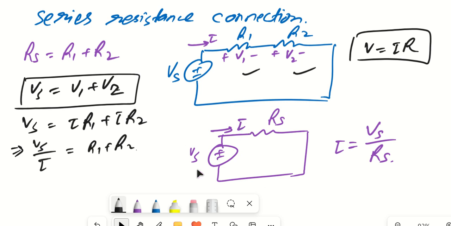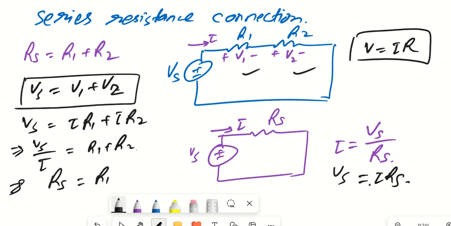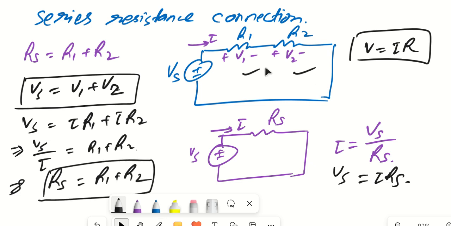The current is nothing but voltage by resistance, or voltage is equal to current into resistance, right? So I can write it down: my voltage Vs is going to be I into R. Similarly, here we have Vs by I, so Vs by I is what? Rs. So Rs is going to be R1 plus R2. This is the equivalent resistance of these two resistors in a series connection. So this is very simple.